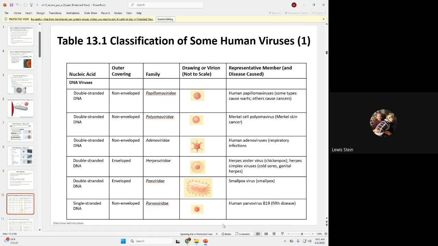We're going to look at shape, which to me is maybe the least significant factor, but you should be aware of it. And then lastly, how they spread, and that's significant as well.